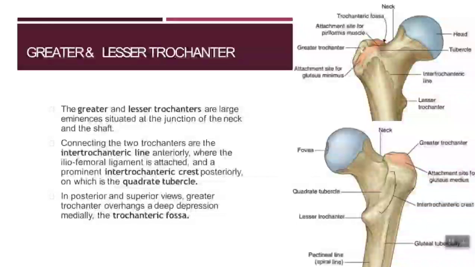Here are some important attachments to the trochanter, especially the greater trochanter, on the lateral surface: the gluteus medius and minimus. Especially the medius is an important muscle that is attached to the greater trochanter.